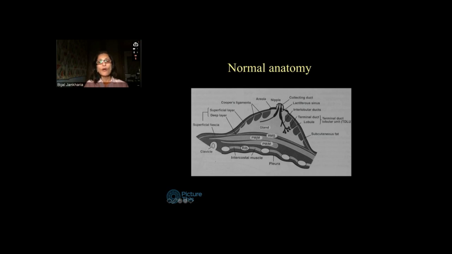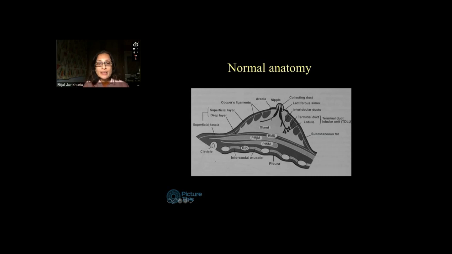The skin of the nipple and the areola is slightly thickened. The breast tissue hangs from the superficial layer of the superficial fascia with the help of suspensory ligaments, also called the ligaments of Cooper. And the entire breast rests on a bed of muscle, which is mainly the pectoralis major muscle.